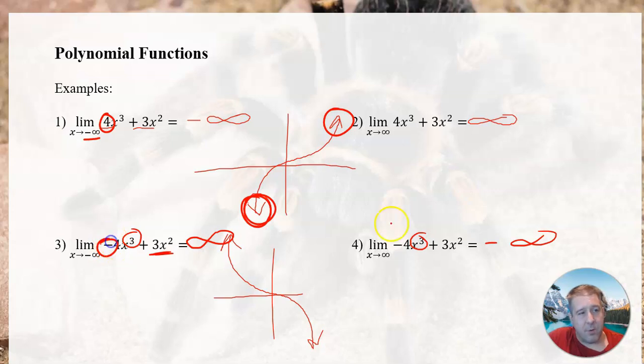Same thing goes if it's a cubic function with a leading coefficient that is a negative number. Then we know the graph is always going to be decreasing, with the same caveat that we don't know what's in the middle. The further I go to the left, the further it goes up, so that is positive infinity. The further I go to the right, the further this graph goes down towards negative infinity.